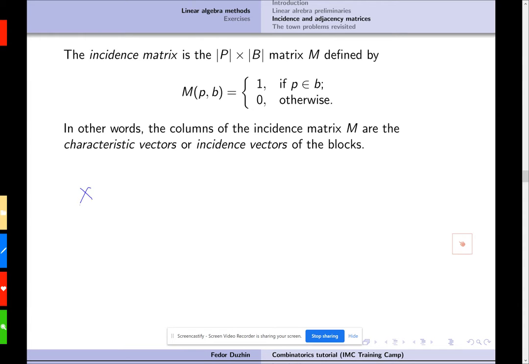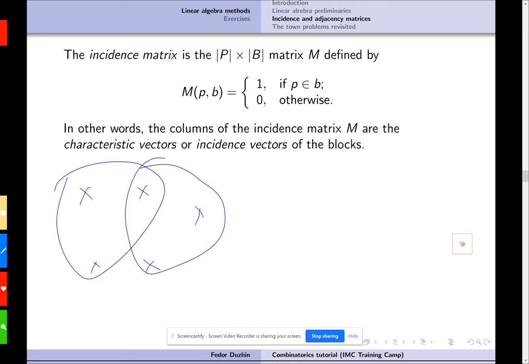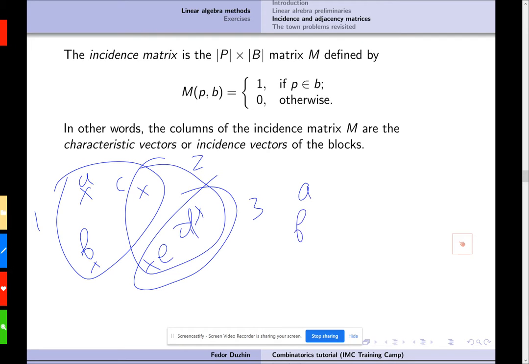as follows. Right, so I'm going to give you an example. Let's say we have 5 points and say 3 blocks. This is going to be the first block. This is the second block. This is going to be the third block. So first, second, third. And the points are going to be like A, B, C, D, and E. And so then we construct a matrix whose rows are indexed A, B, C, D, E, and whose columns are indexed by blocks 1, 2, and 3.